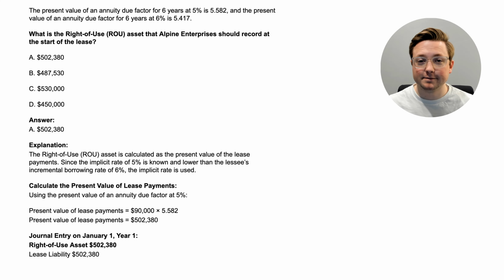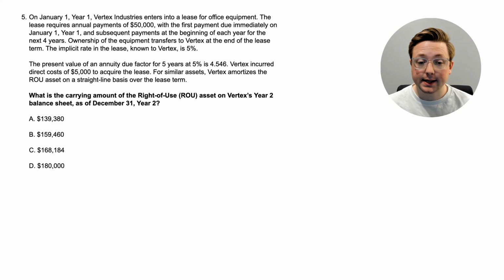Let's go to the next question. All right, here we are at question 5. What is the carrying amount of the right of use asset on Vertex's year 2 balance sheet as of December 31st, year 2? So this is the following year after the first year.